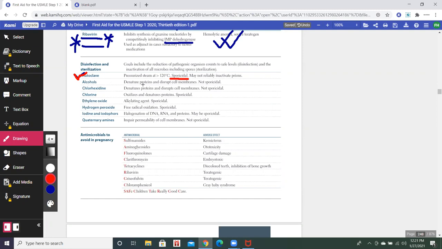Alcohol. Alcohol will cause protein denaturation and disruption of the cell membrane. Okay.